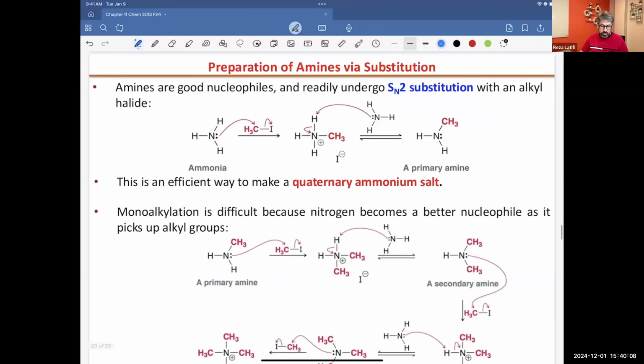Now, what's the downside of the SN2 reaction? When it comes to SN2 reaction to make amines, let's say you started with ammonia. Ammonia is going after an alkyl halide. It will kick the halide out of the system, and it's going to give you a compound like, say, methylamine. This is a primary amine, and it has 2 hydrogens plus methyl. Now, if I compare the starting compound versus the product, the product is a stronger base.